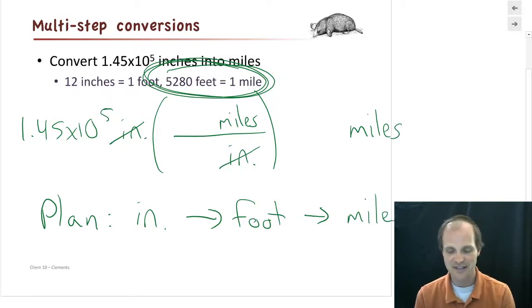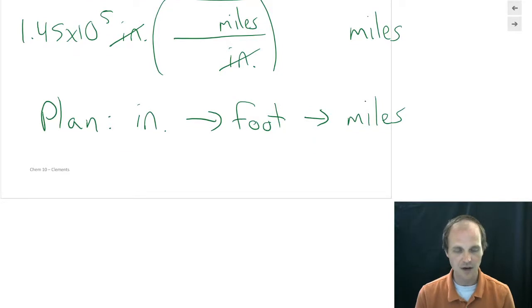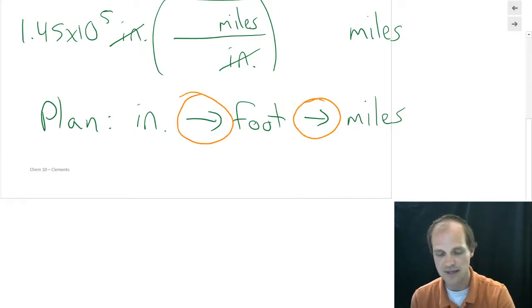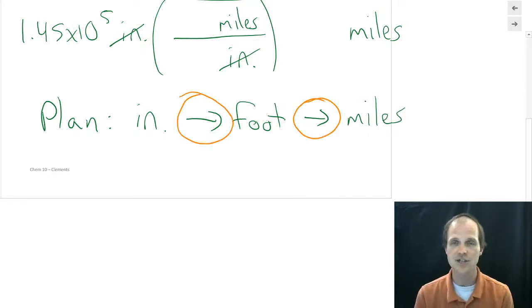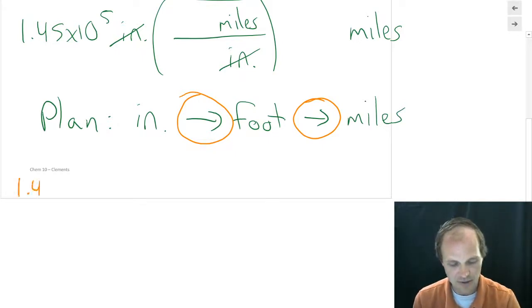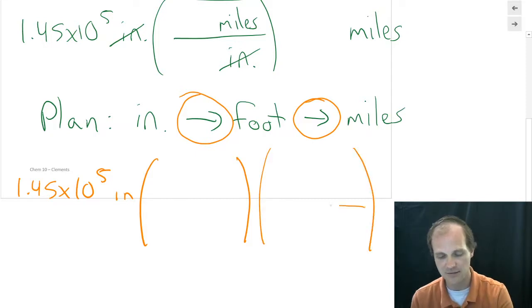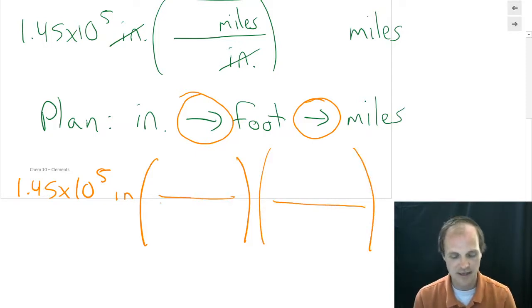Inches to feet to miles. All right, so what is that going to look like? Now that we've got the plan in place, we're going to put the conversion into place. And each arrow is a conversion factor. So we're going to start by putting our 1.45 times 10 to the 5th inches. And we're going to put one conversion factor for the first arrow, a second conversion factor for the second arrow.